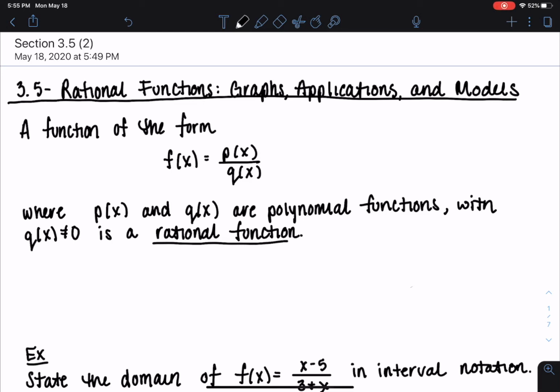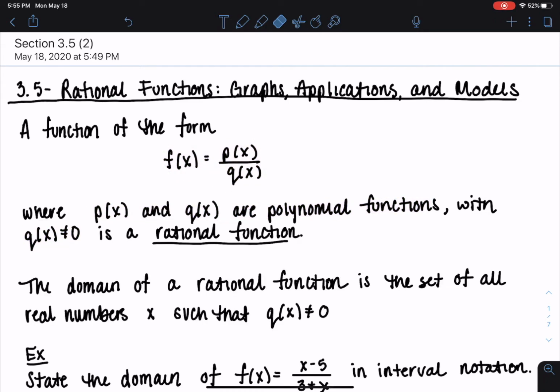So now we're going to utilize our knowledge about polynomials to talk about rational functions. A rational function is just a function in a specific form. You think of rational numbers, that's an integer over an integer. A rational function is one in the form p of x divided by q of x, where both of these are polynomial functions. The one thing you want to make sure is that the denominator does not equal 0. So this is our rational function. The domain is going to be the set of real numbers so that you're not dividing by 0.